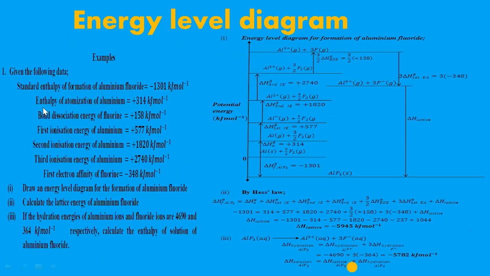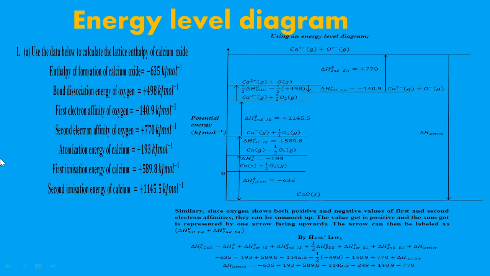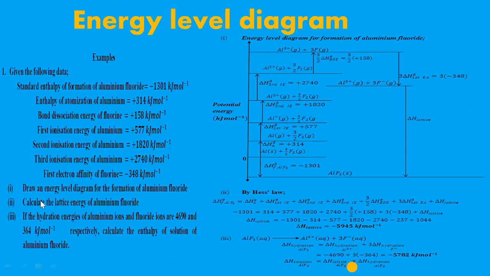We have a question here. So the data is normally given as you see in this question here. The way you see this question is always how the data is given. Given the data as you see here, you're asked to draw an energy level diagram or do some questions. So you're given the following data. The first one is standard enthalpy formation of aluminium fluoride. You read through all of them, then they say, draw an energy level diagram for formation of aluminium fluoride.